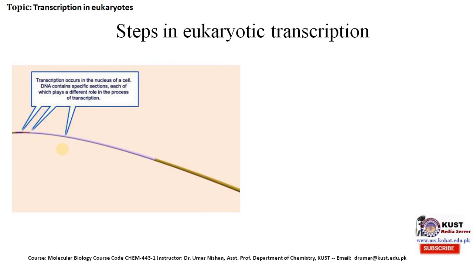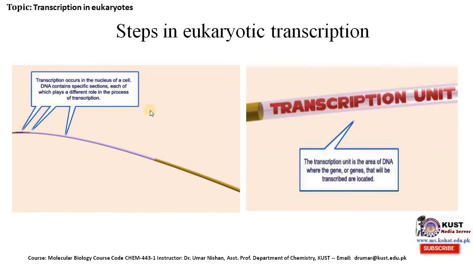So now, transcription occurs in the nucleus of a cell. DNA contains specific sections, each of which plays a different role in the process of transcription. So you can see the different regions. This may be a gene, this may be a promoter region, depending on the situation. We talk about them in detail.